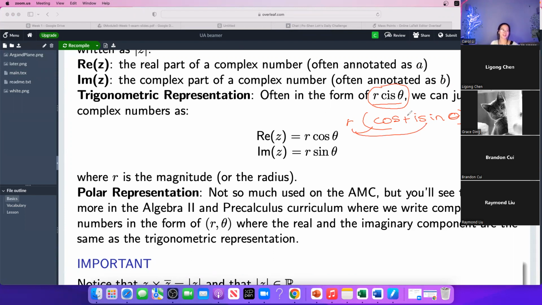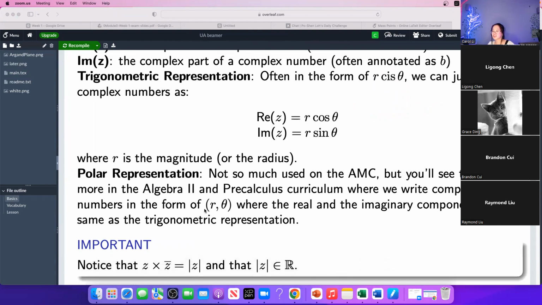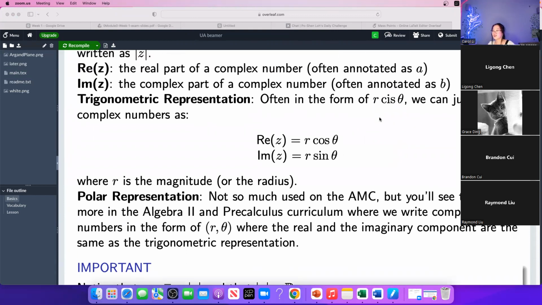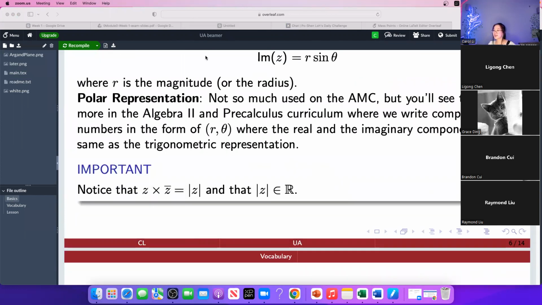Now, why would you do that? Well, you're going to see later that geometrically it works out really nicely, because it's going to be on a circle. That's why I paired it with math points, which is geometry, because complex numbers in AMC look really nice. Polar representation you're not going to see as much; it's just r and then cis theta, which is where the theta comes from. This is super important as well. Make sure you know that this exists.